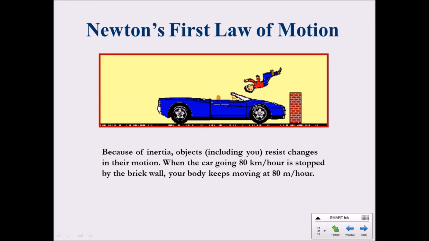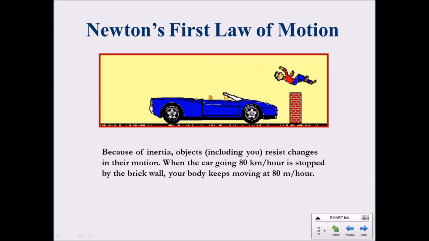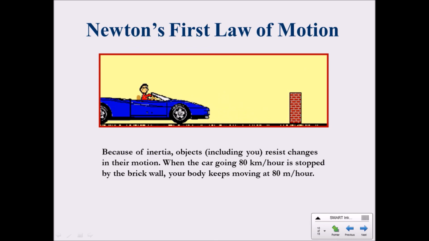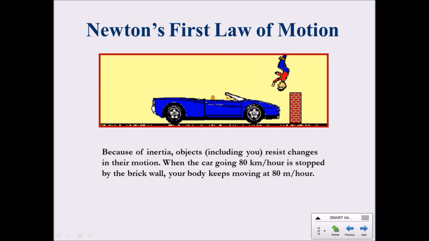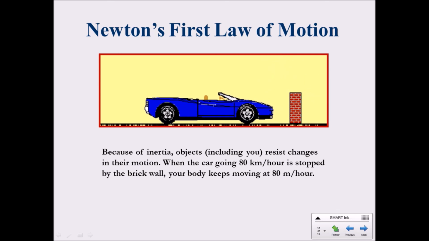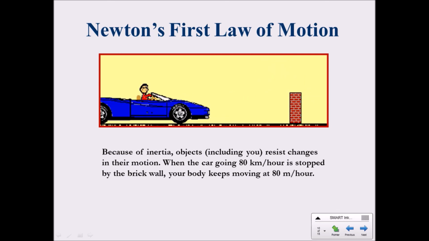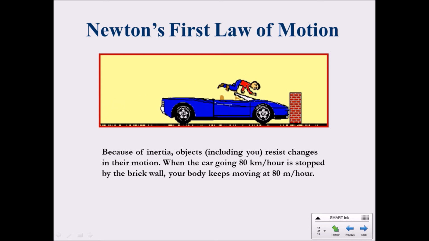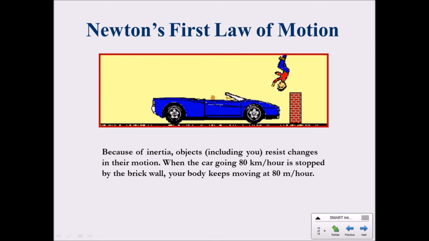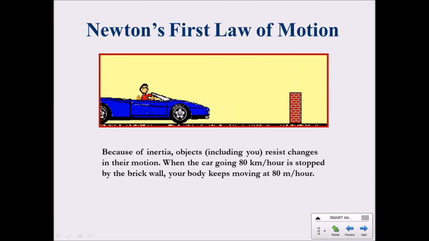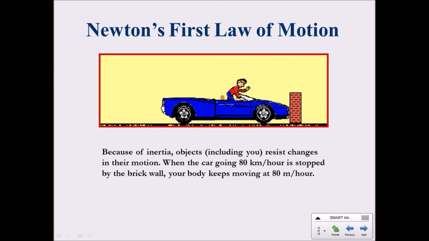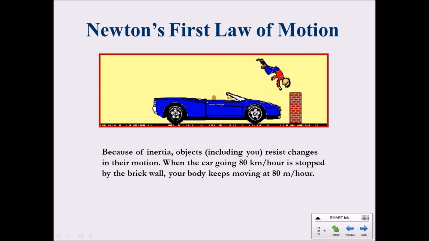And so this animation shows Newton's first law in action. If you're driving along and you don't wear a seatbelt, and you're driving at 80 kilometers per hour and you crash into a wall, you are in motion. You will continue in motion unless there's an unbalanced force acting on you. If there's no seatbelt, there's no unbalanced force to cause you to slow down. So you continue moving and you fly out of the car or you fly through the windshield.